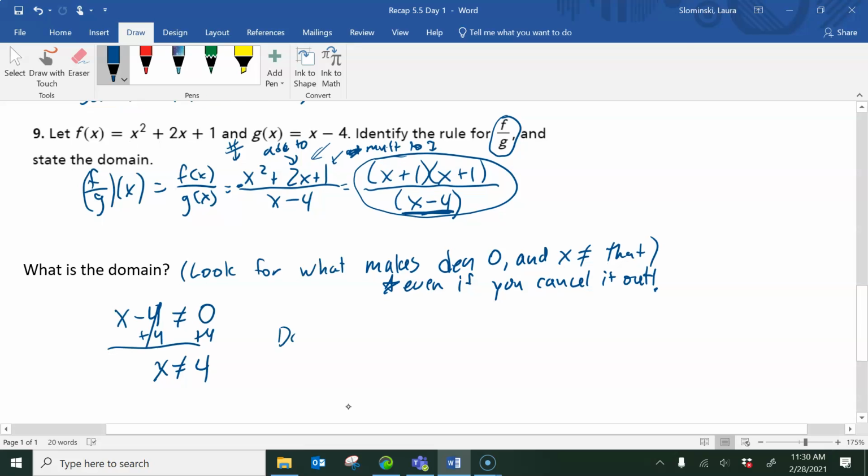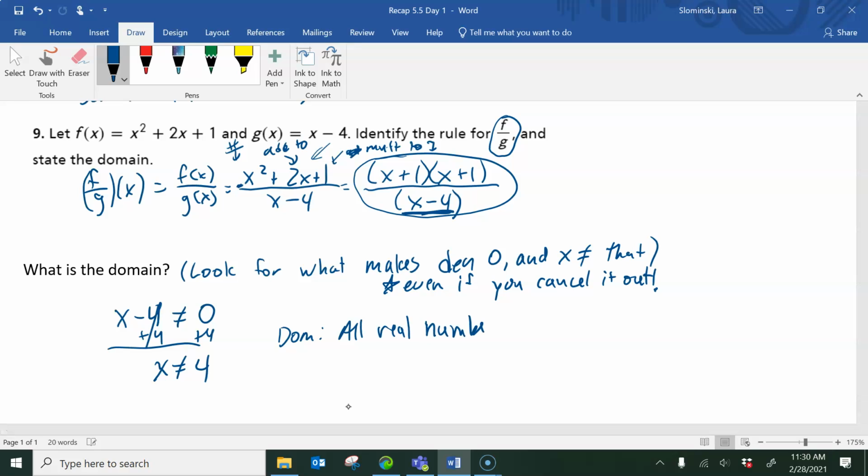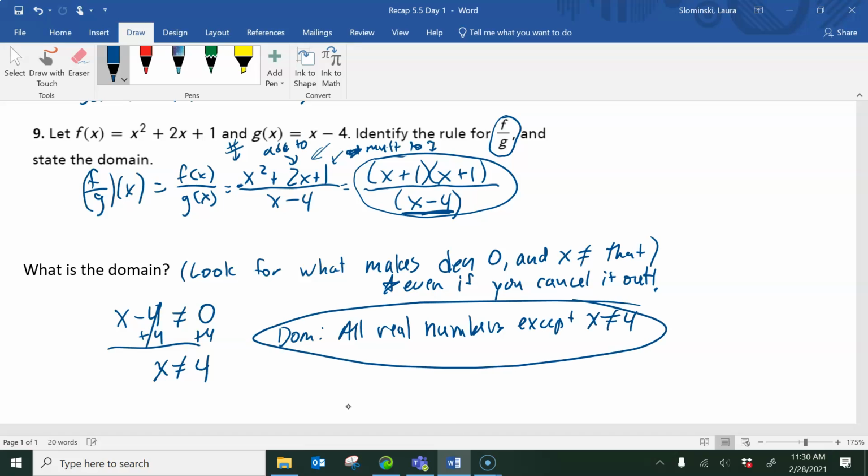So the strategy is we solve it for x, so x can't equal 4. So my domain is all real numbers except x can't equal 4. That would be my domain for this particular answer.